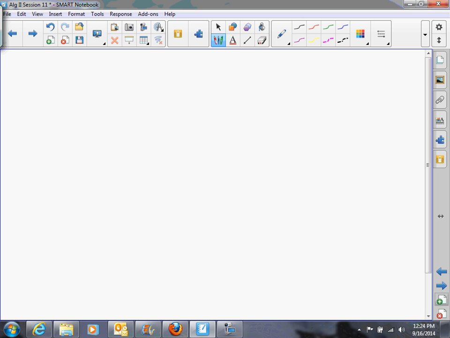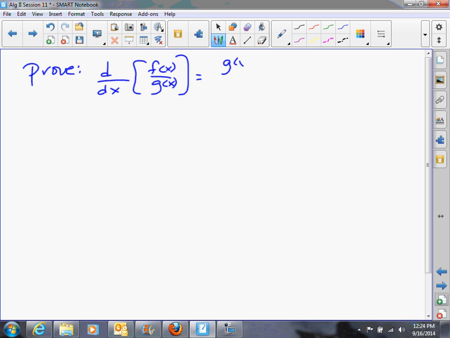Now, let's go to proving the quotient rule. We want to show that the derivative with respect to x of f of x over g of x is equal to g of x times f prime of x minus f of x times g prime of x over g of x quantity squared.